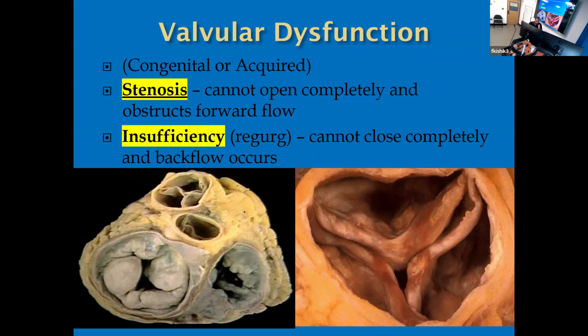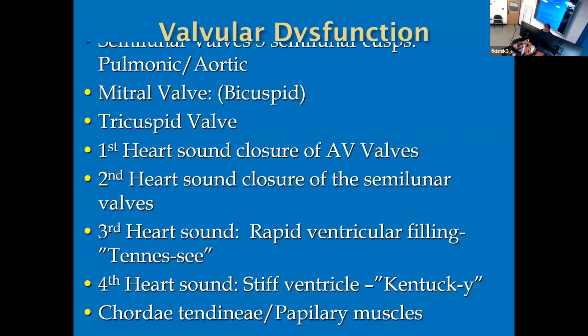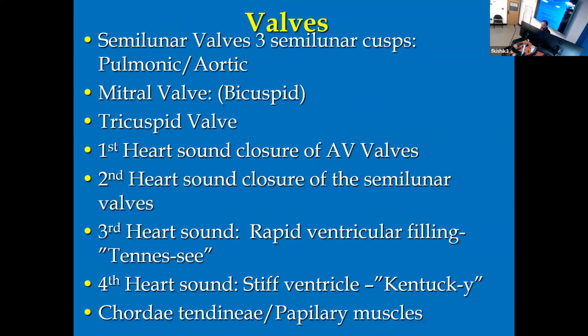So that's interesting. And this we talked about already, semilunar valves and cusps is going to be your aortic and pulmonic. Mitral is going to be your bicuspid valve, which is 2 papillary muscles. Tricuspid is 3. First heart sound we talked about is closure of the AV valve. Second heart sound, semilunar valves.